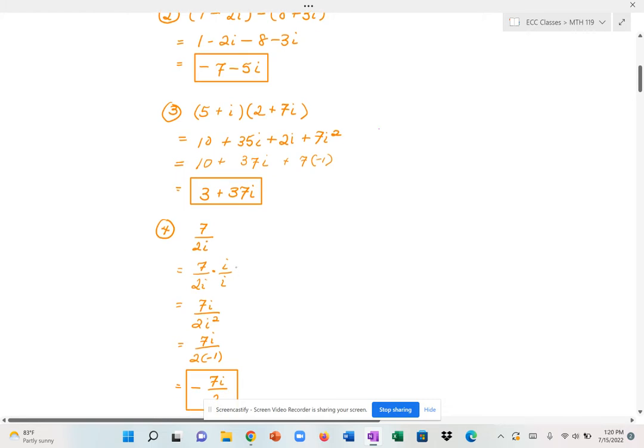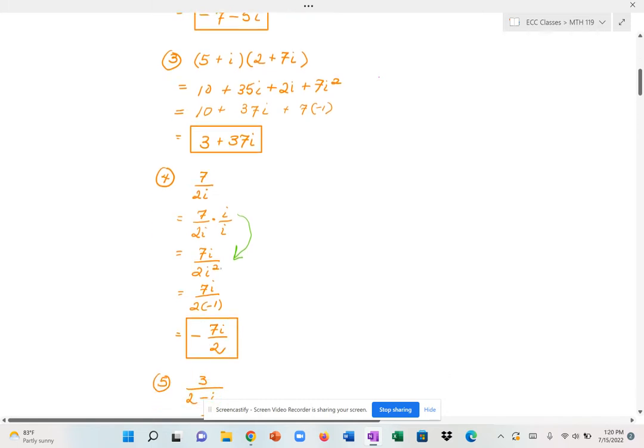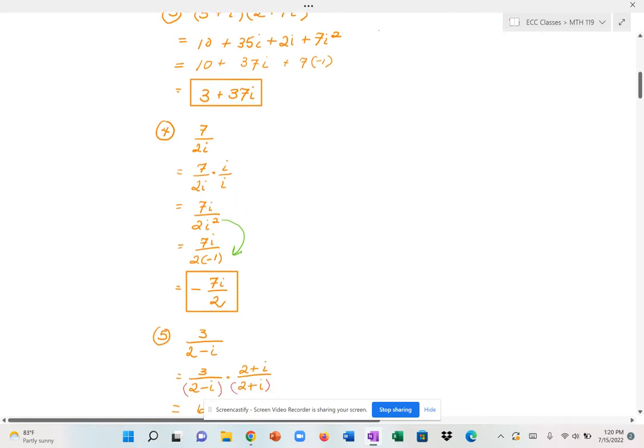When you do that multiplication on the numerator and the denominator, you get 7i over 2i squared. But remember, i squared is negative 1, so I made that replacement. And so my final answer is negative 7i over 2. It is okay to have an i in the numerator, just not in the denominator.